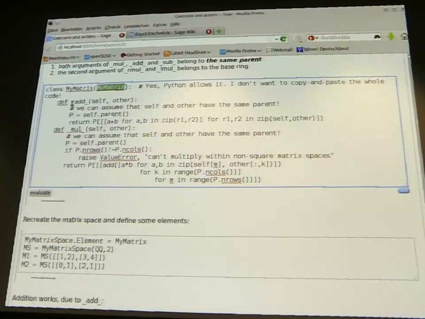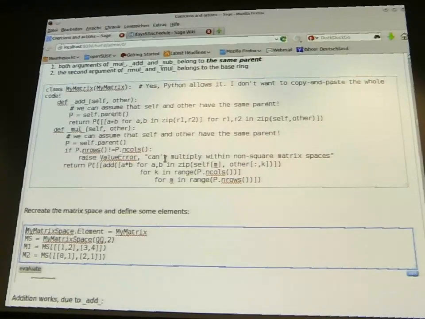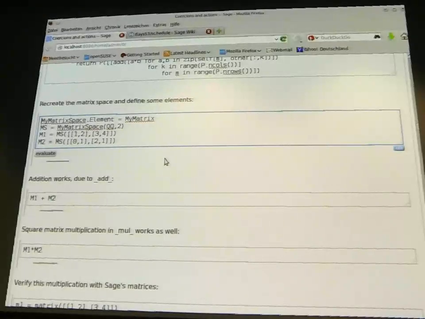So I implement a single underscore addition method. Here is how it looks. And a multiplication method. We assume here that self and other have the same parent, so it's no problem. This is only multiplication for square matrices. And yeah, this is the implementation. The implementation, I guess, does not matter, but it works.